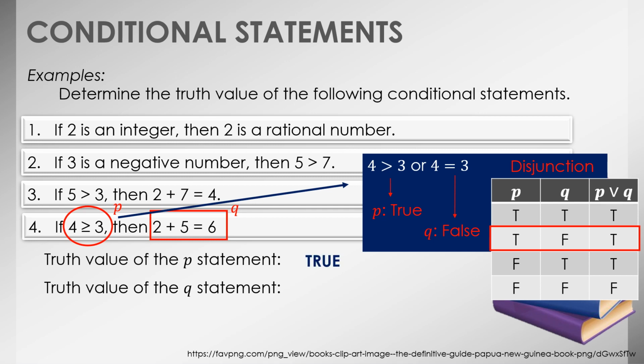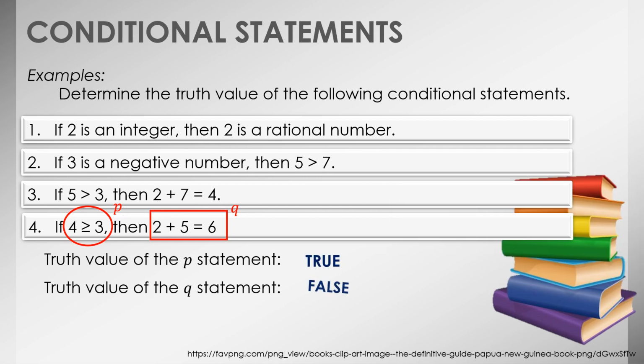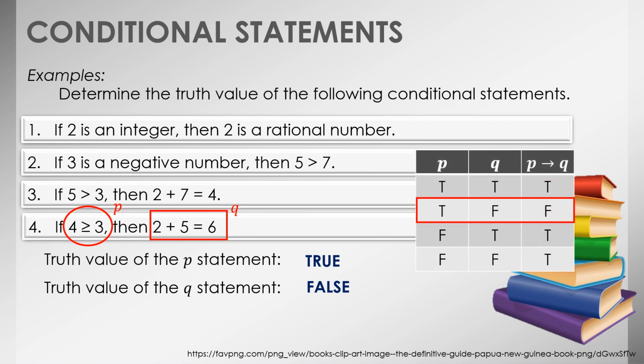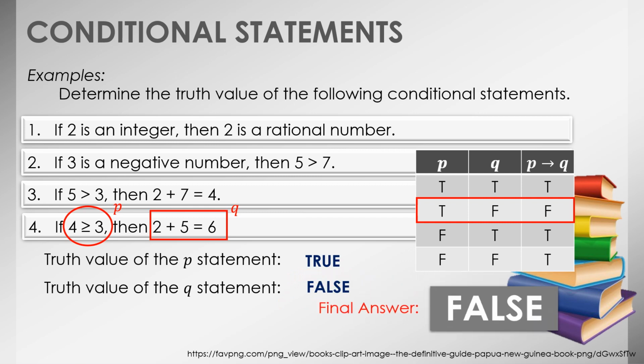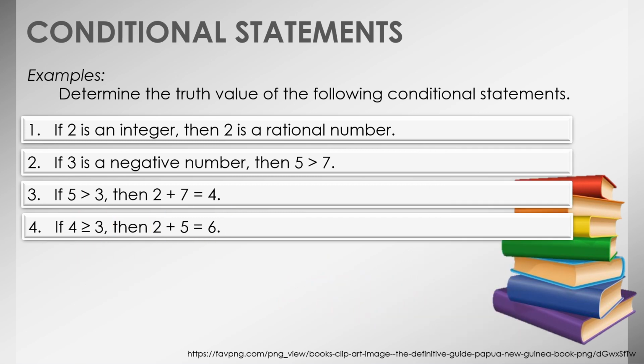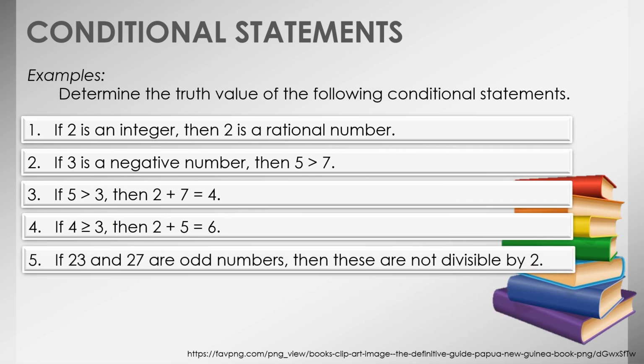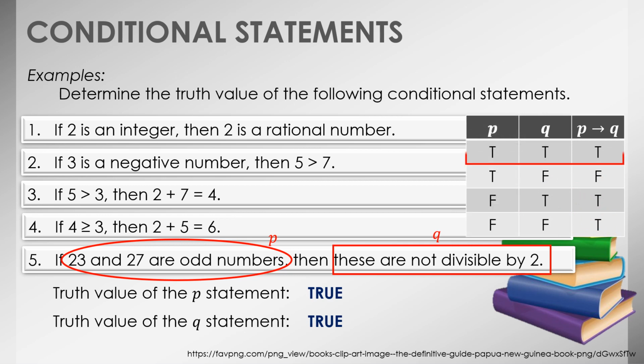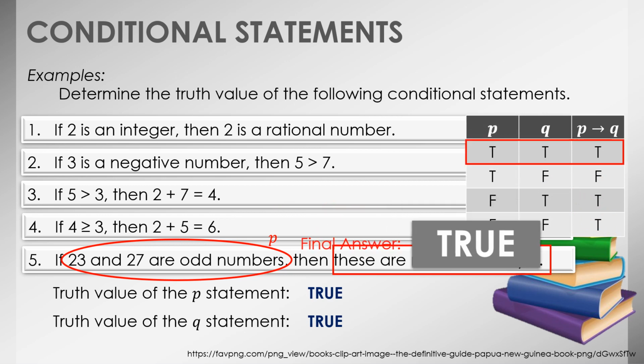Now, for the Q statement, this is clearly a false statement. So, recalling the truth table for the conditional statement, with the truth values obtained for the P and Q statements, we are on the second case. Therefore, this makes our conditional statement false. And for the last example, we have this. So this is our P statement and this is our Q statement. Observe that both the P and the Q statements are true. Therefore, referring to the truth table, we are on the first case. Hence, the given conditional statement is true.